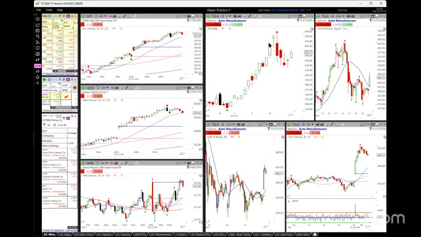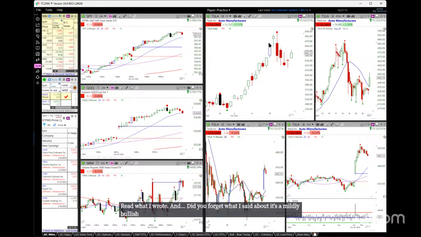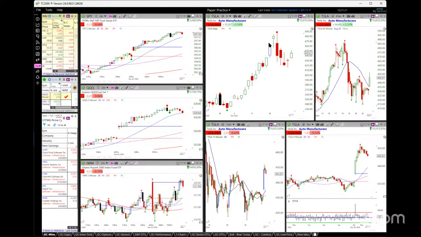Well, read what I wrote. Did you forget what I said, that it's a mildly bullish trade, which is why we're selling call options against it? So it doesn't have to move a lot to make money. But don't be shy. Show us your other ones that you think are better.